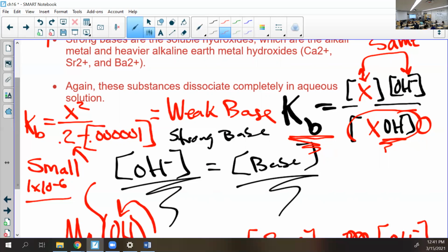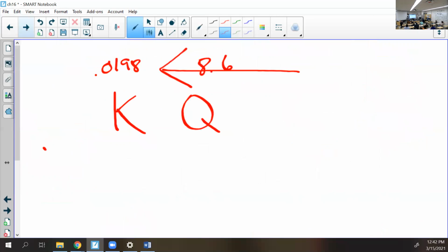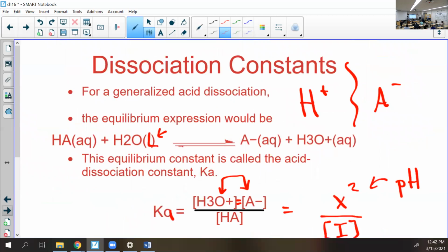All right, my friends, here we go. So it's time to do math. So we've talked about this. I just did it for bases. We're going to do it for acids, and I already did it for acids.